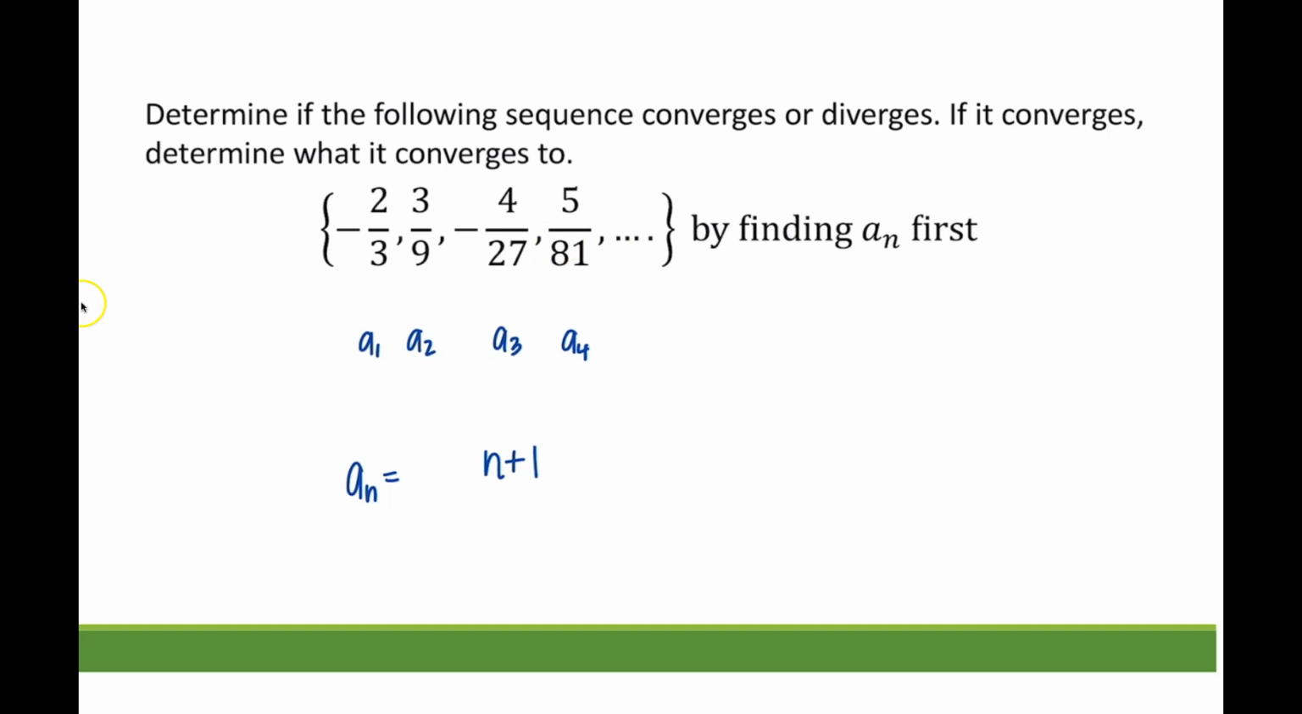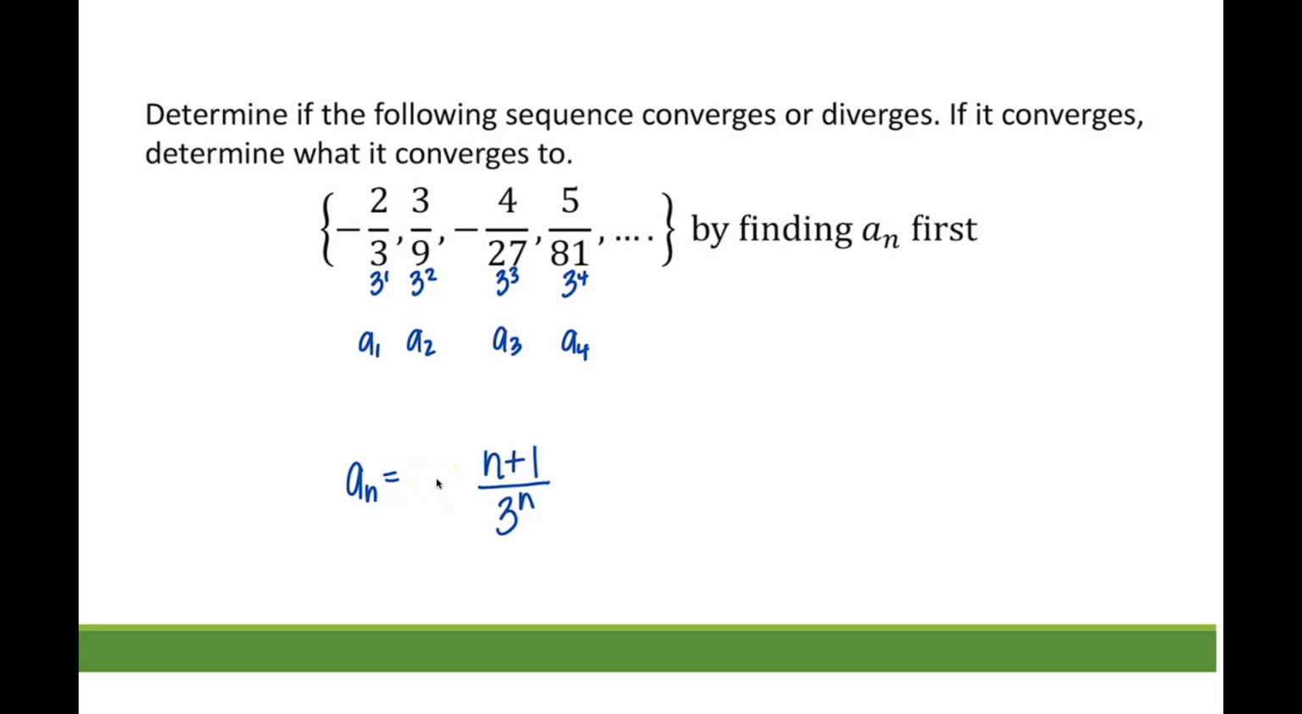Now let's take a look at the denominator. I have 3, 9, 27, 81. I can think about this as 3 to the first, 3 squared, 3 cubed, 3 to the fourth. So notice there that the exponent of 3 matches my subscript. So that means the denominator rule is going to be 3 to the n.